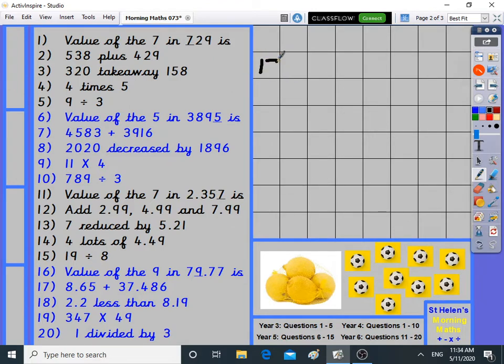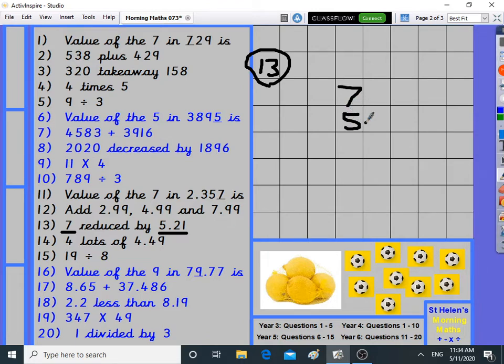7 reduced by 5.21. What's the biggest number? 7 or 5.21? Because the biggest number's going on the top. 7 or 5 and a bit. 7 is bigger than 5 and a bit. To make this work with a minus 7, we need to make 7 point nothing. That'll make it work.